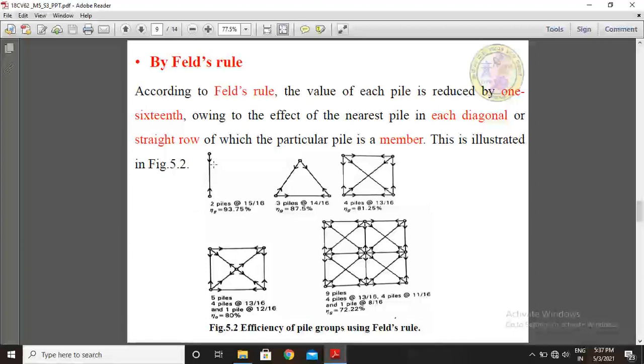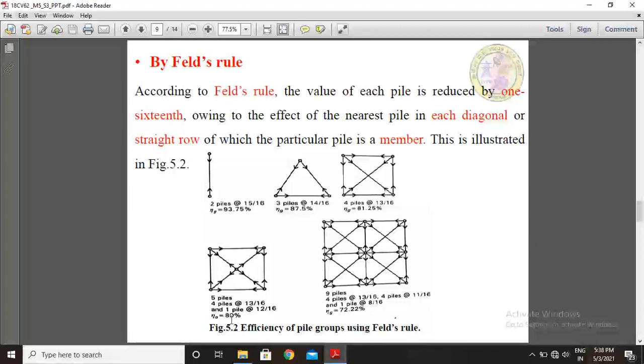So this is two piles in a single row, that is two piles at 15 by 16, so 93.75%. This is a triangular system, efficiency is 87.5%. This is a square section, 4 piles, that is 81.25%. Here 6 piles, 5 piles, 4 piles at 13 by 16 and 1 pile at 12 by 16.